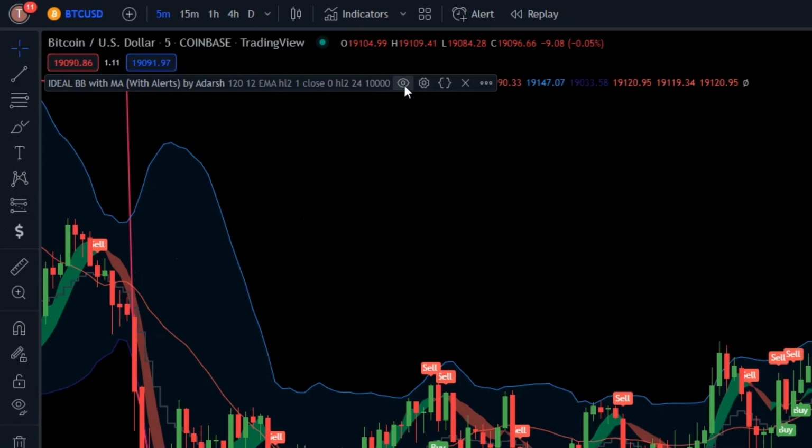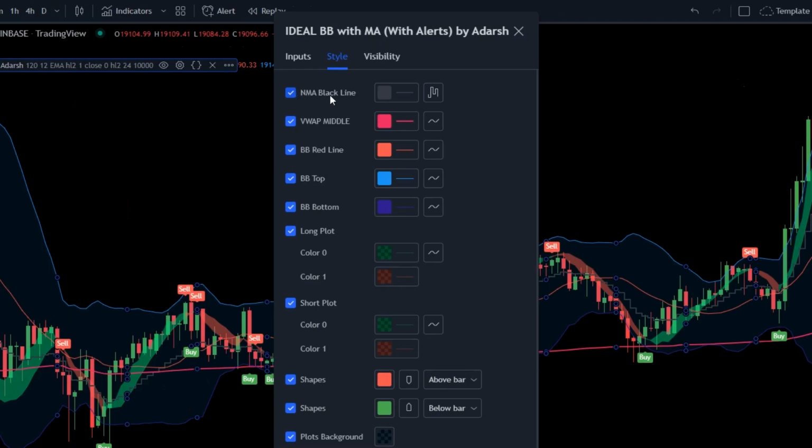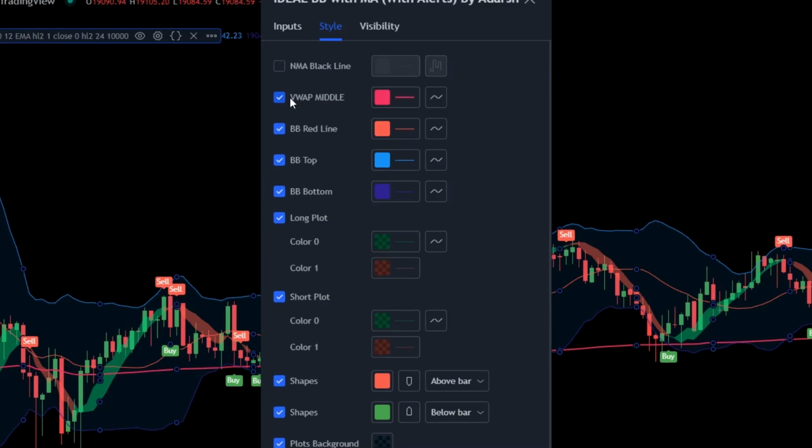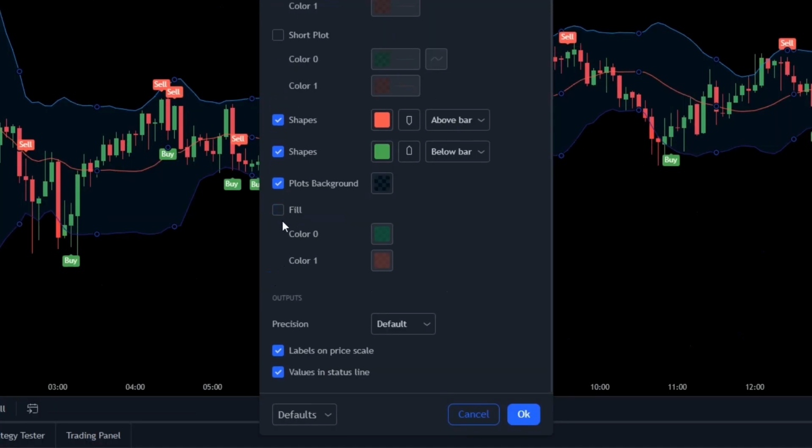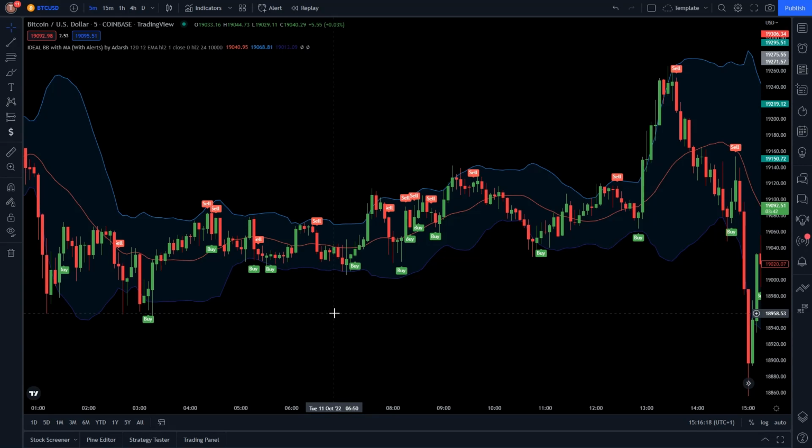Head up to settings up here. I'm going to remove the NMA black line here. I'm going to remove the VWAP middle. Also the long plot and the short plot can go. And I've also removed the fill here. So you can see this indicator is a lot cleaner.